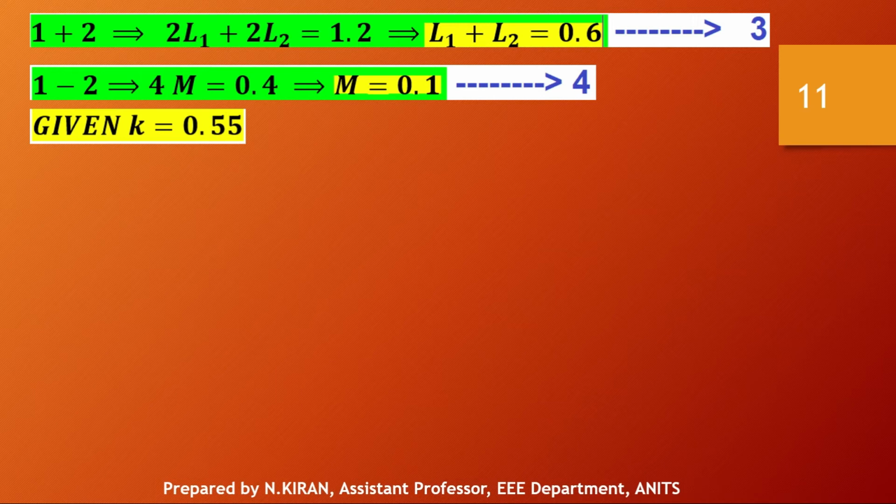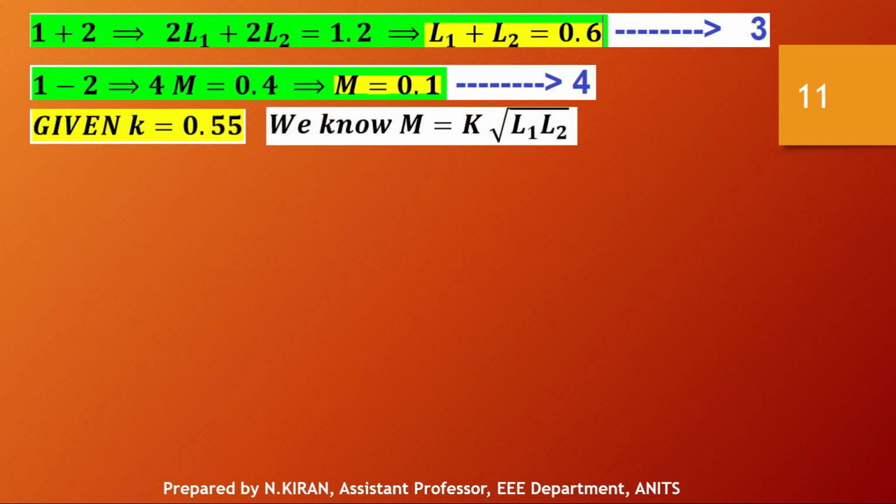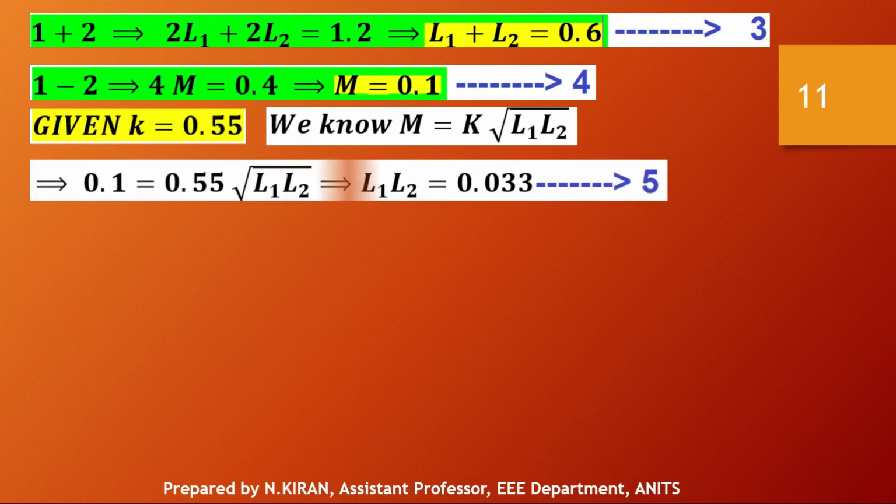Now K is also given as 0.55. So we know the value of M, we know the value of K. We have to find the values of self-inductances L1 and L2. We know the relation between M, K, L1 and L2. Using this relation, on substituting the formula, I'll get the expression L1 L2 = 0.033. I'll consider that as equation 5.